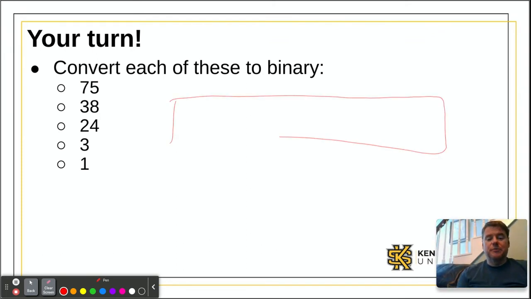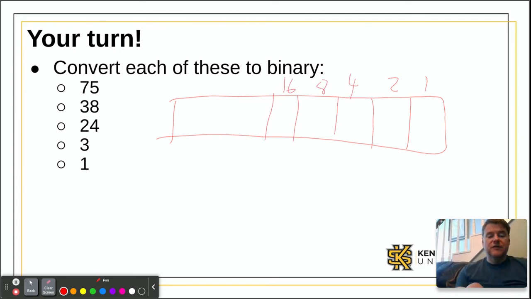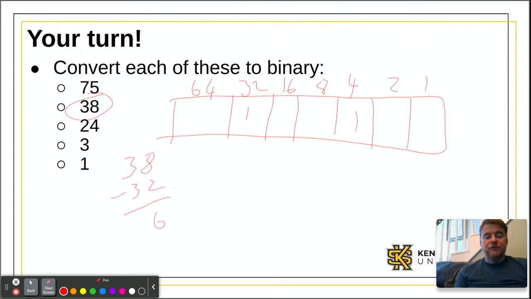All right, so let's do 38. So again, we draw our box. We start off with a 1, 2, 4, 8, 16, 32, and 64. All right, 38. So biggest number is going to be 32. So we have 38 minus 32, and that leaves us with 6. Biggest number is going to be 4. Subtract 4, that leaves us with 2. And the biggest number is going to be 2. Subtract 2, that leaves us with 0. So that gives us 1, 0, 0, 1, 1, 0.